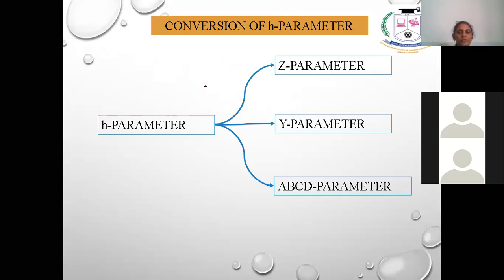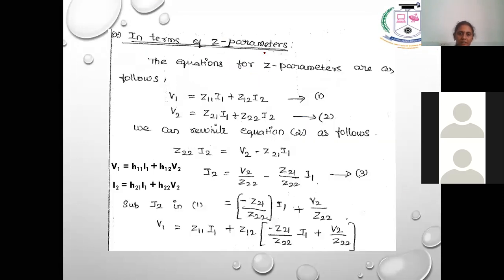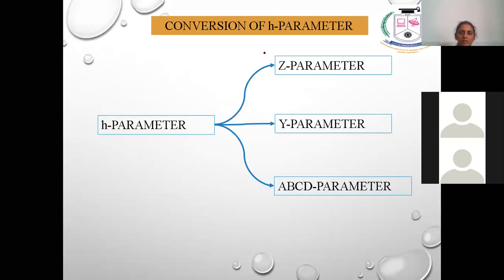Now conversion of H parameter into Z parameter. Now try to convert. Quickly, take 2 minutes, H parameter to Z parameter. Try to convert fast, put it on paper. I'll be calling you out for the answers. Work it out fast. H parameter to Z parameter first we need.